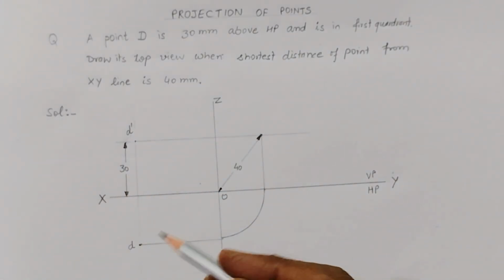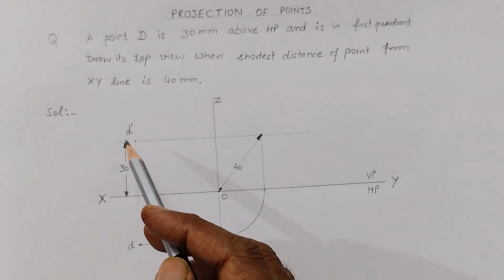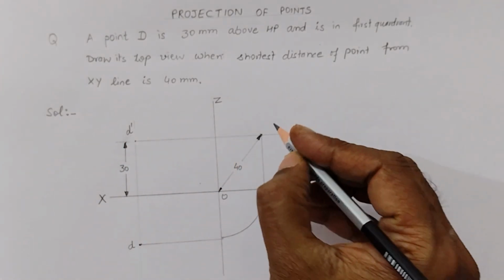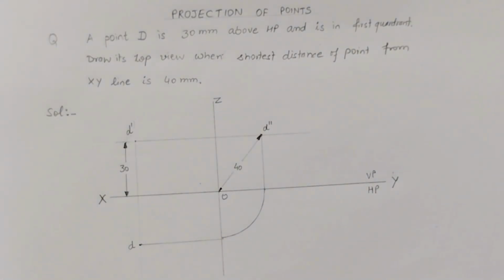So here this is the top view of the object, point D. D dash is the front view of the object, and here the side view is D double dash. So this is the solution of this problem.